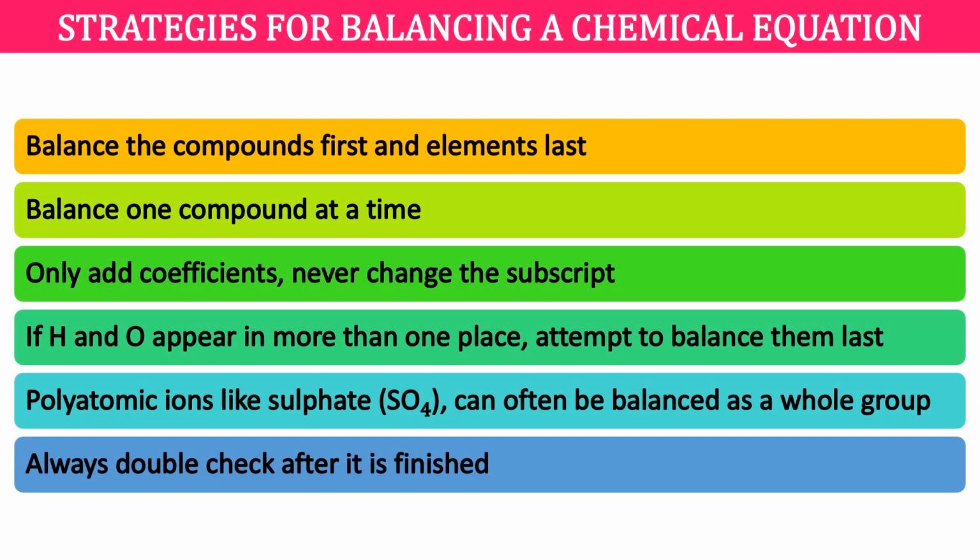Strategies for balancing a chemical equation. Balance compounds first, elements last. Balance one compound at a time. Only add coefficients, never change subscripts. If hydrogen and oxygen appear in more than one place, attempt to balance them last. Polyatomic ions such as sulfate, nitrate, carbonate can often be balanced as a whole group. Always double check after you think you are finished.